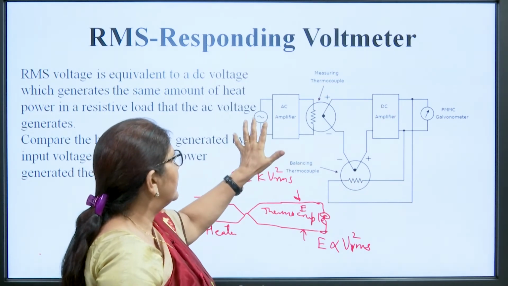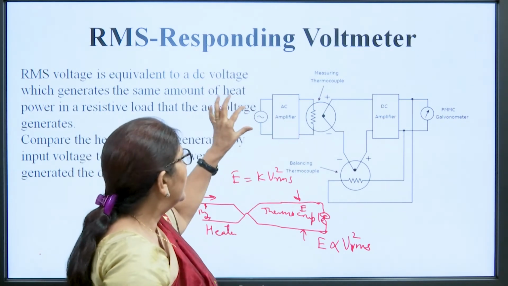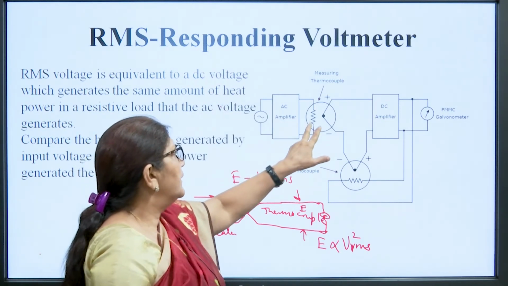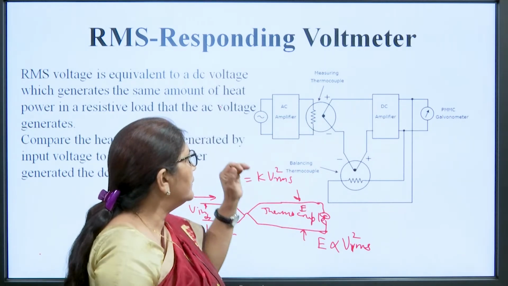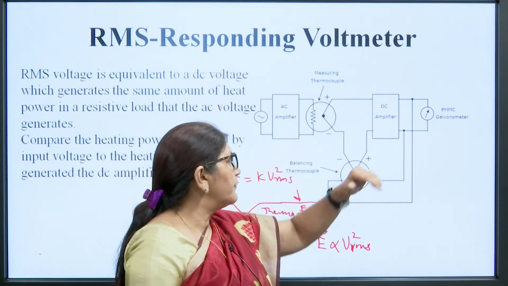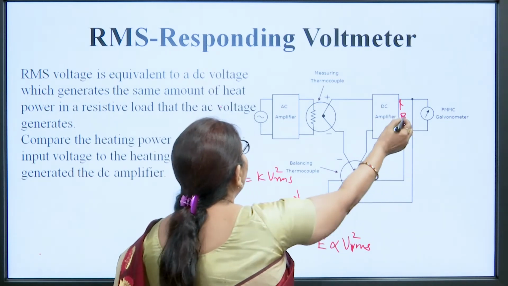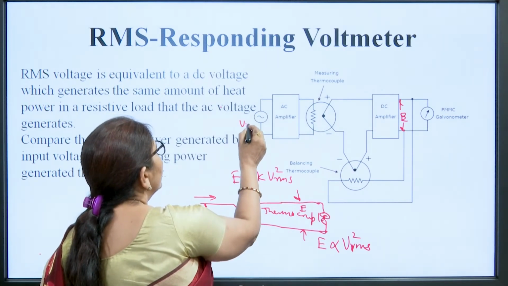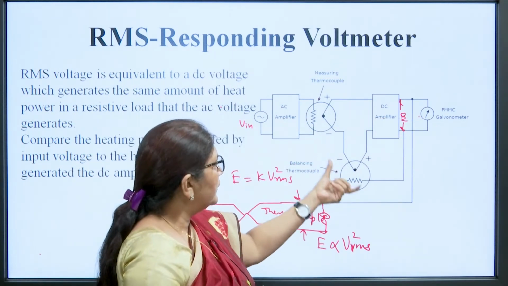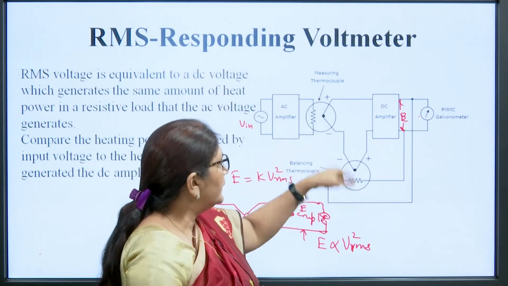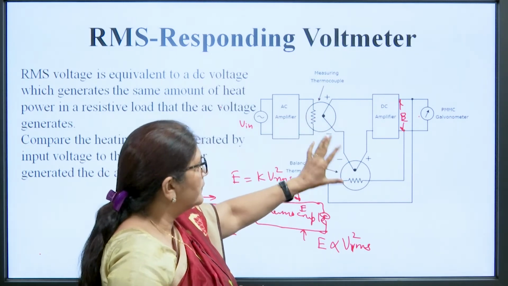We can see here that the unknown AC signal, whose RMS voltage we want to measure, is applied at the AC amplifier. Then there is a heater circuit and the thermocouple is placed over here, and that signal is amplified by the DC amplifier because it is converted into a DC signal. Now the DC amplifier produces the voltage E here, and that E voltage is equivalent to the RMS value of the V input voltage. Then this voltage is negatively fed back to the second thermocouple. These two thermocouples are in the form of a bridge, so whatever difference there is will be cancelled out.